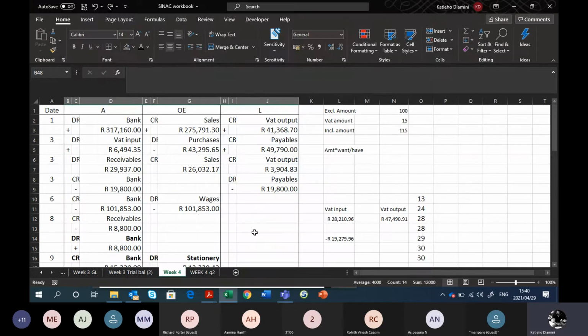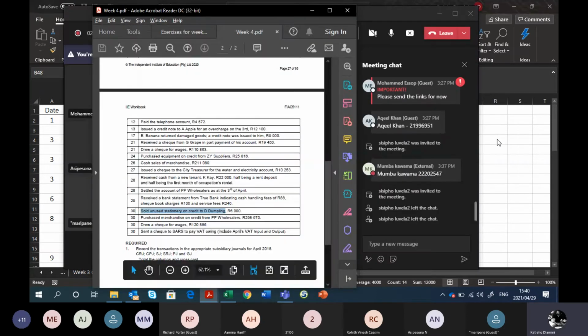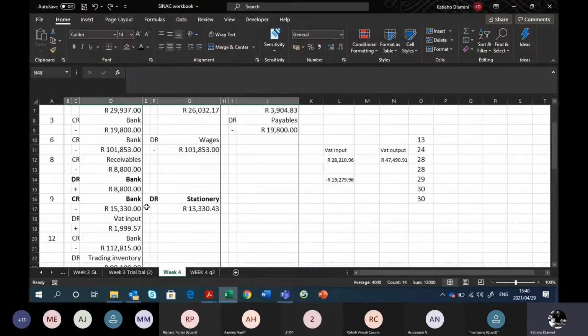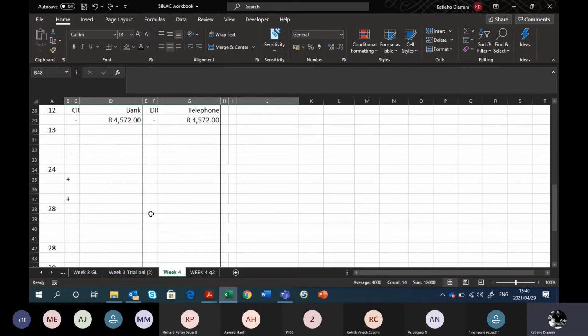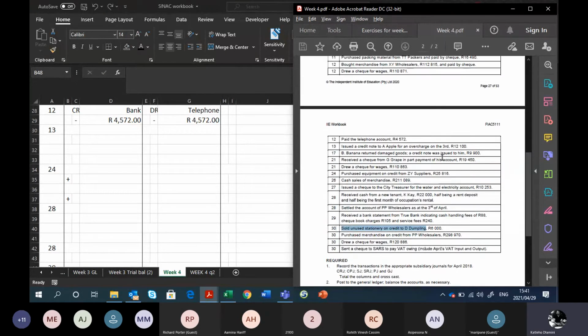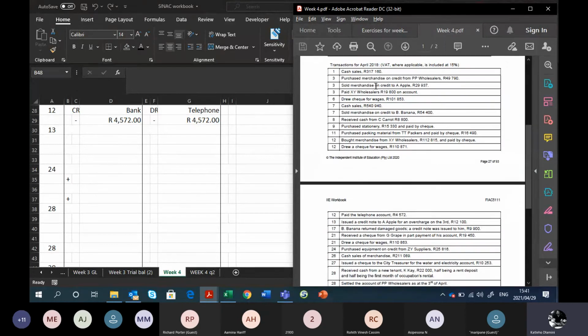All right, let's continue marking. Okay. So then the 13th, issued a credit note to A Apple for an overcharge on the 3rd, 12,100. The 3rd, what happened? A Apple. We sold on credit to A Apple for 29,000. We overcharged them. So now we're going to reduce that.